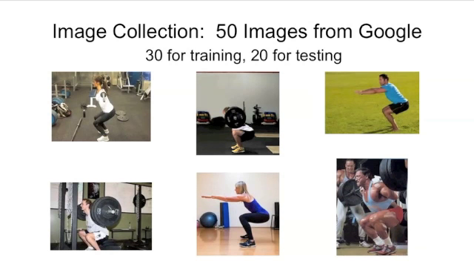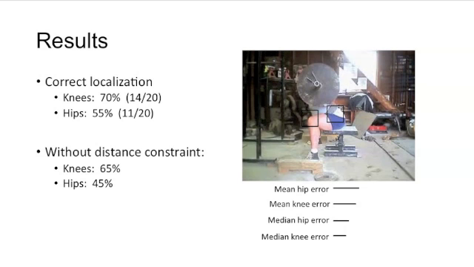I collected and annotated 50 images from a Google search. Actual side view images from powerlifting meets are hard to come by, so I collected a variety of images from different contexts. My algorithm was able to correctly localize the knee in 70% and the hip in 55% of testing images. Without the knee to hip distance constraint, these values were 65 and 45% respectively.